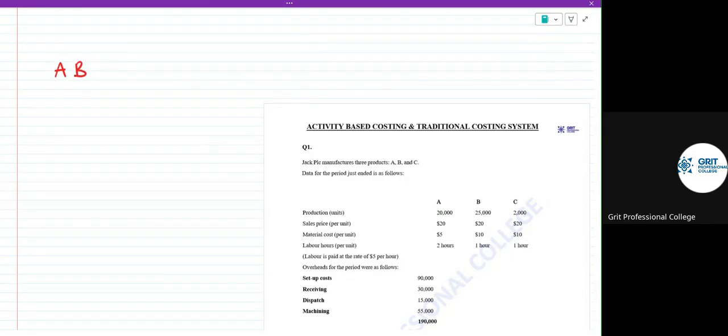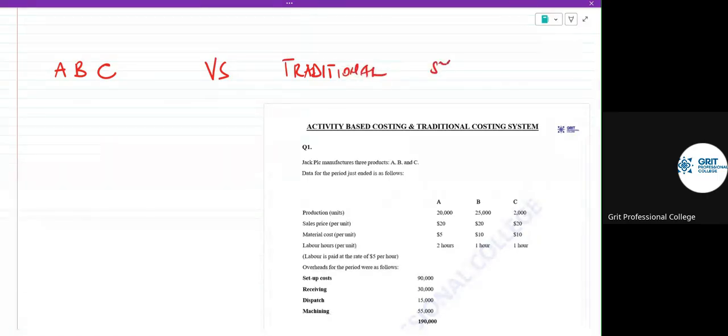So here it is: ABC versus the traditional costing system. If you've noticed, check last night, the way the question on ABC is asked, the last time ABC was asked was in July 2025. You basically see that it is almost always the examiner asking you to prepare or estimate what the costs of your company's product will be under both the ABC and the traditional costing system. So what we are doing is comparing ABC versus the traditional costing system.